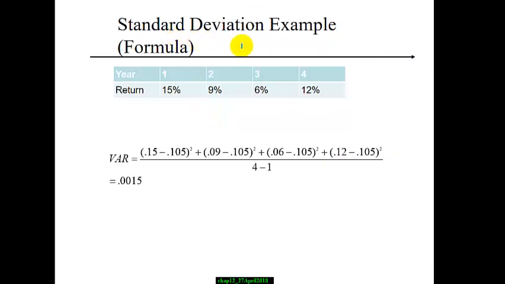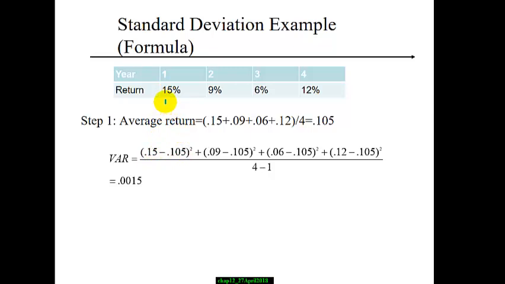Let's take a look at one example. Step 1, we want to find the average return. So add up the 4 annual returns, divide by 4, and we get an average return of 10.5. Then, for each of the annual returns, find the squared deviation. For example, the first year's annual return is 15%. So we subtract 10.5 from it and take the square. We do this for the rest of the annual returns.